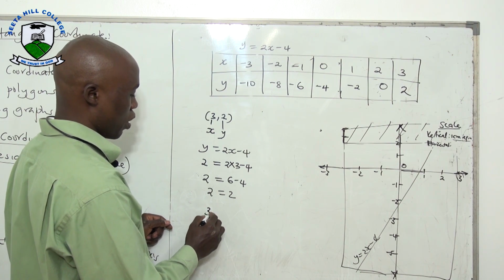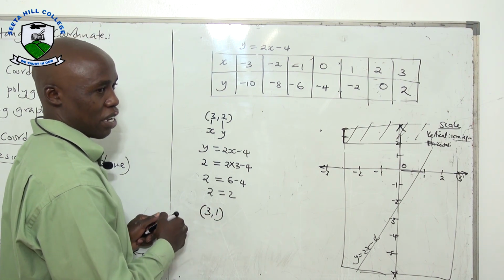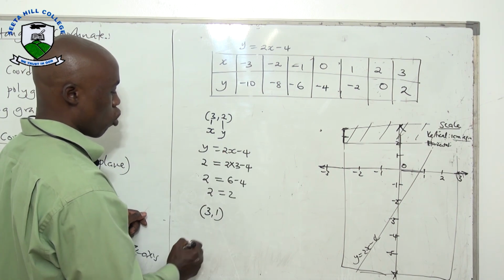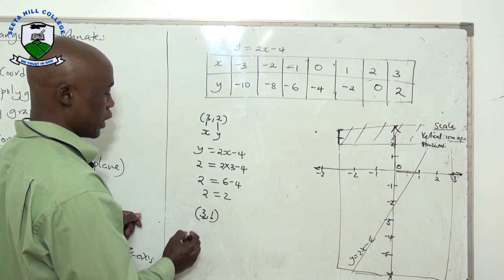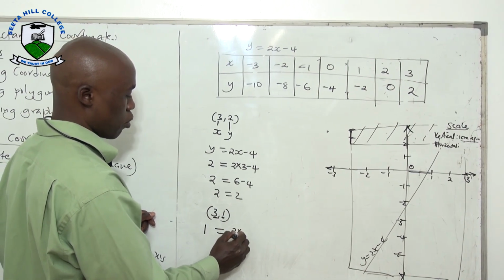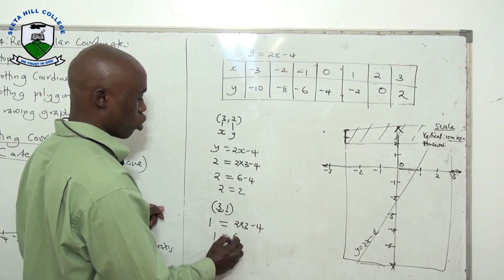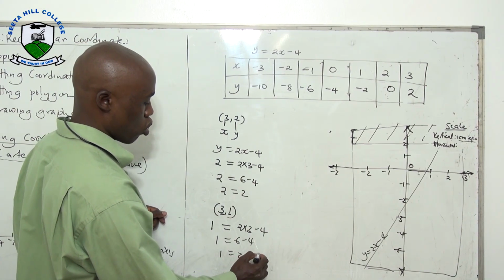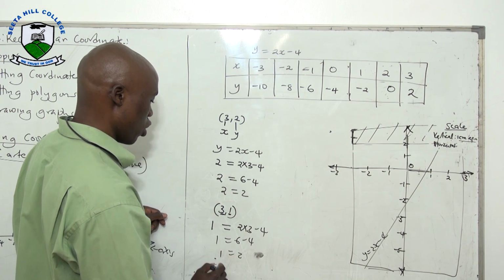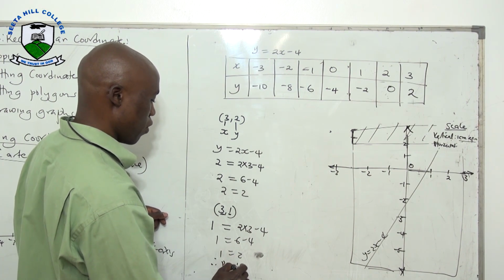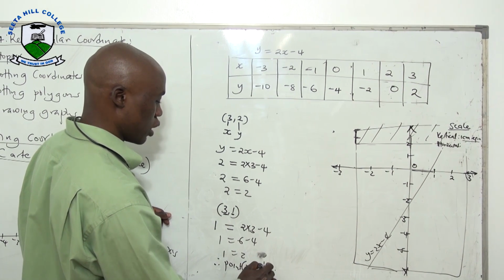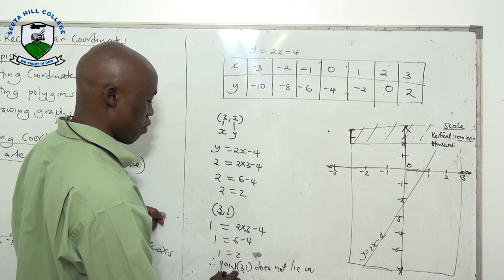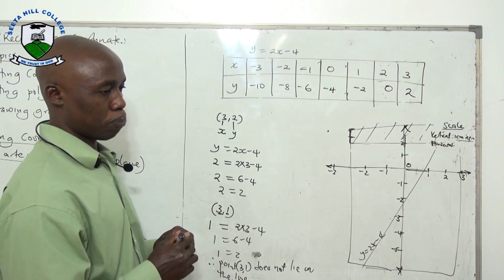Check 3, 1. Does it lie on the line? No, and it can be proved here. Put in also here. What is your y? y is 1, equal to 2 times 3 minus 4. 1 is equal to 6 minus 4. 1 is equal to 2? Therefore, point 3, 1 does not lie on the line. I think you have even seen it there.